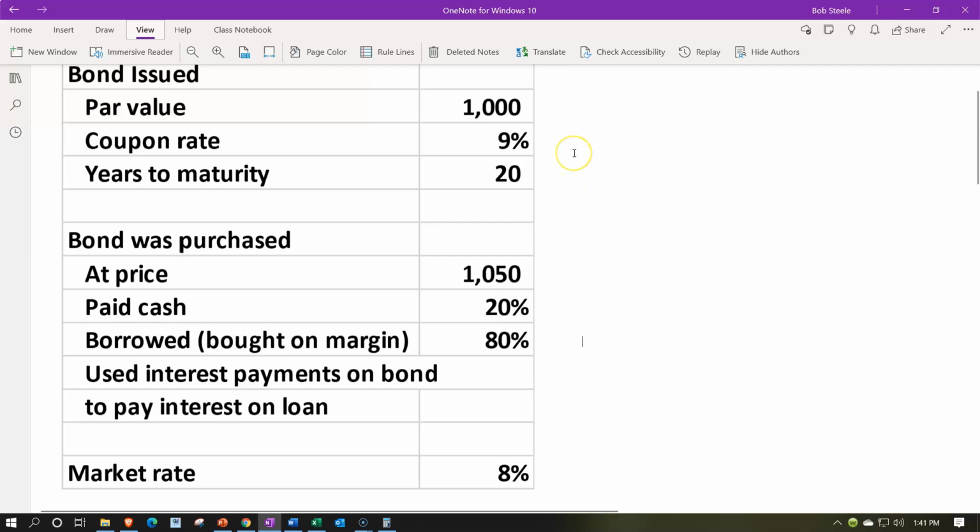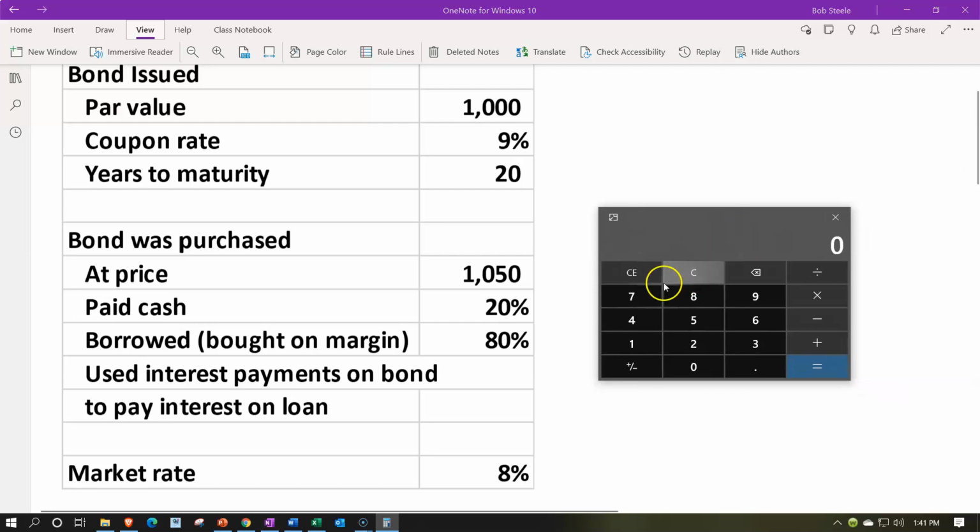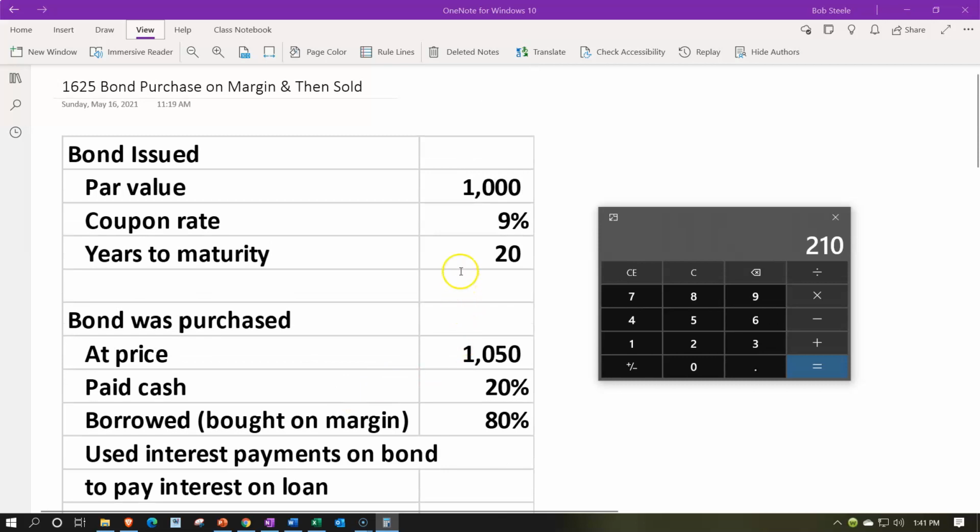So we bought it at a premium, $1,050, and we paid cash of only 20%. So we bought it at the $1,050, but on margin to some degree. In other words, the 1,050 times the 0.2, we only paid 210. We borrowed the rest of it and purchased it on margin, that being the 80%, and then we used the interest payments on the bond to pay the interest on the loan. In other words, we expect that we're going to get interest payments of the 1,000 times the coupon rate, 0.09, which we can then use to pay off the interest payments on the loan.